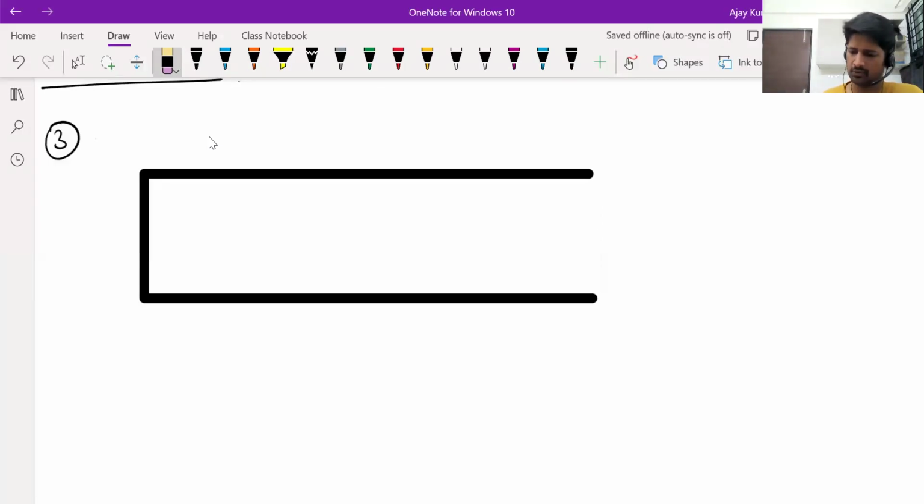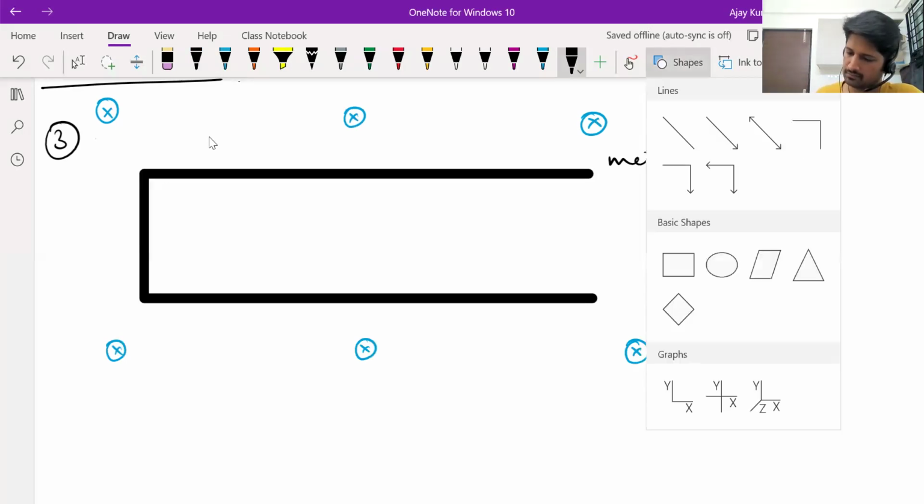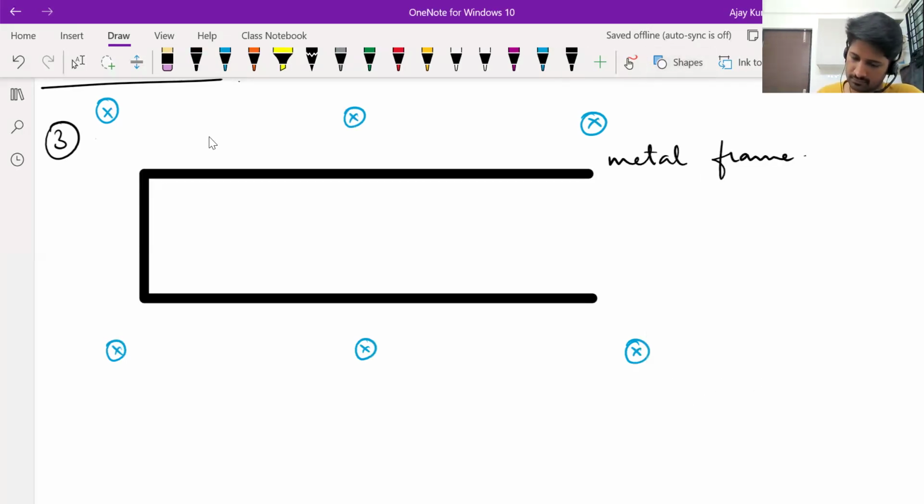Consider this, all of you. Suppose this is a metallic frame. It's in a uniform magnetic field. The magnetic field is directed into the screen. Suppose there is a rod like this. That rod is also made of metal.